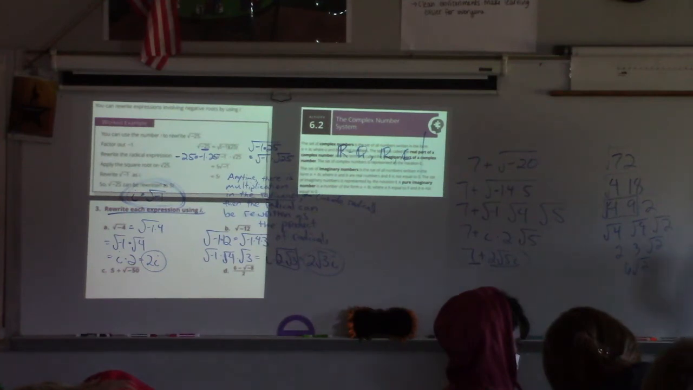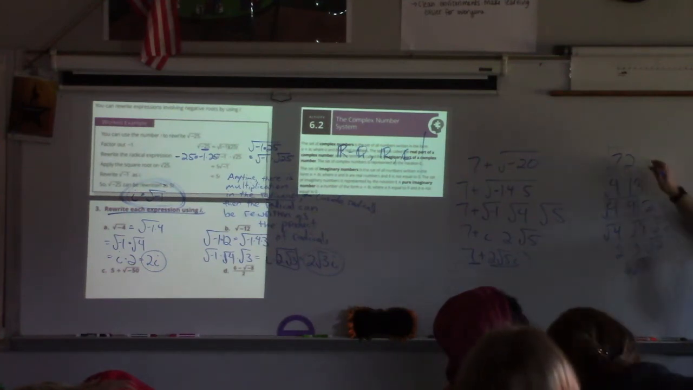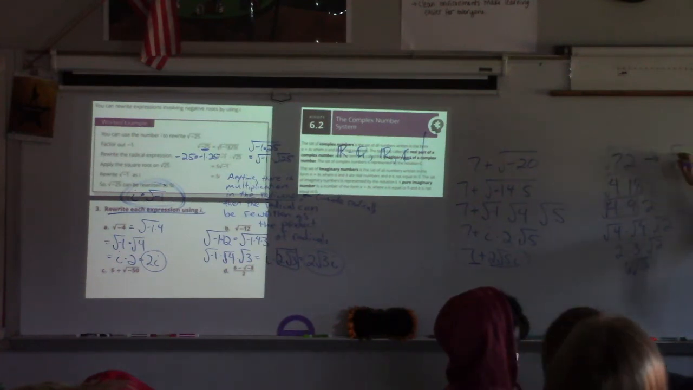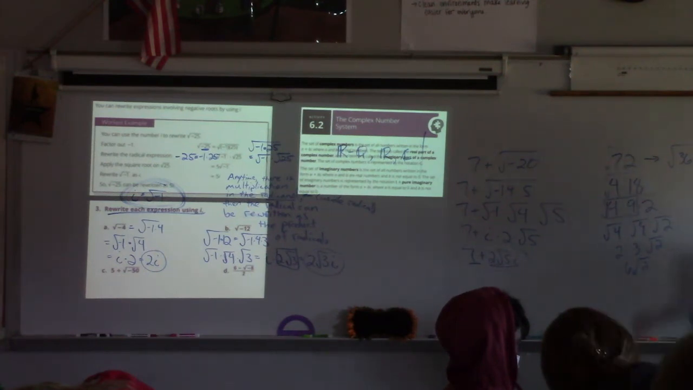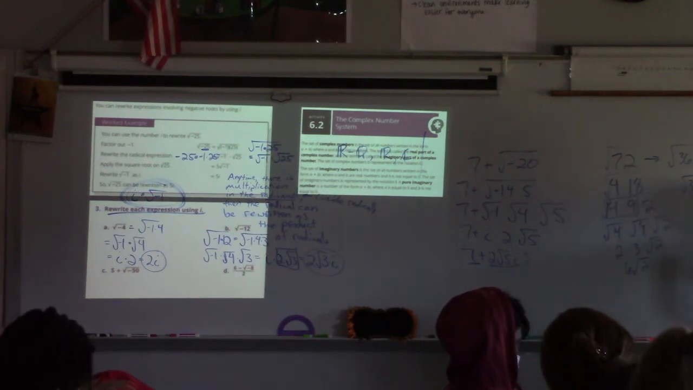Close. 36. The reason I bring that up is you could have been more efficient from the beginning and done the square root of 36 times 2. That's also 72, if you notice that there was a factor of 36. Because what is the square root of 36? 6.